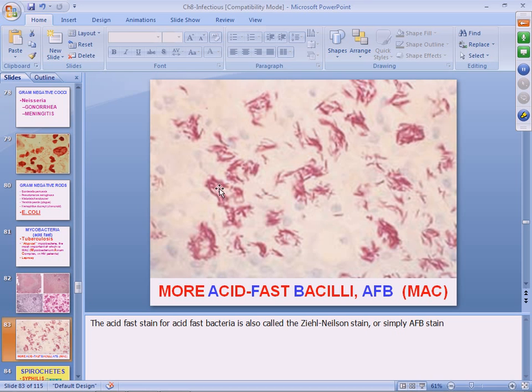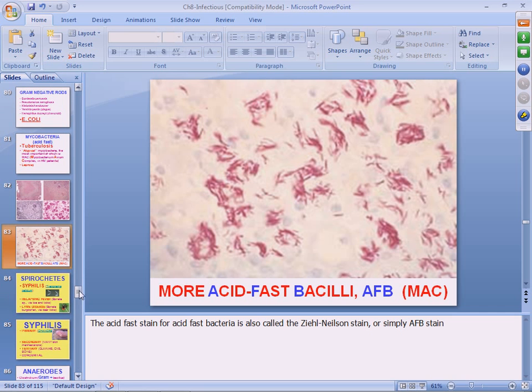This may very well have been from a culture rather than from a tissue, but in some of the immunocompromised patients, you could see zillions of them sometimes, even in this medium power field.